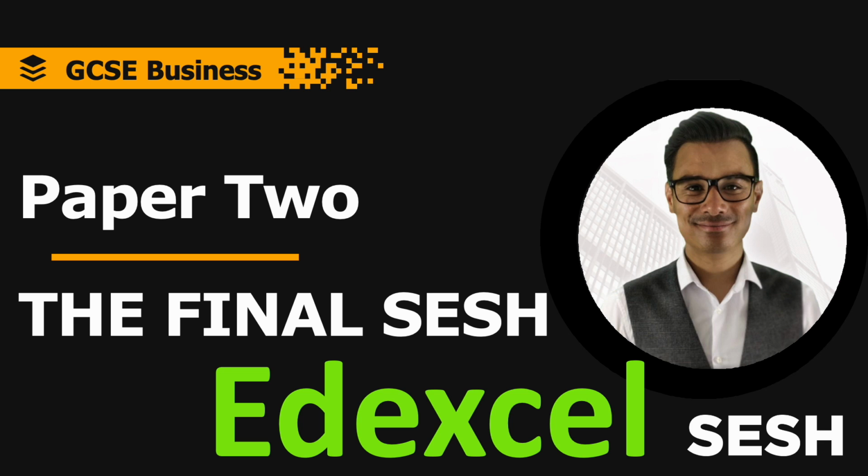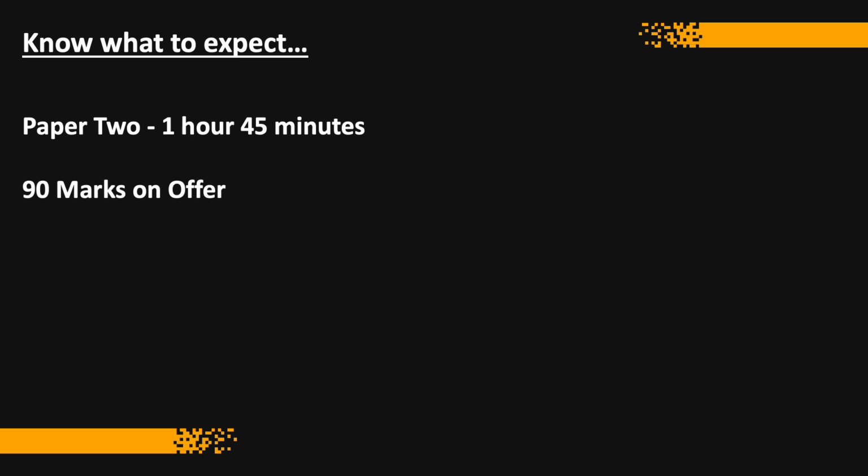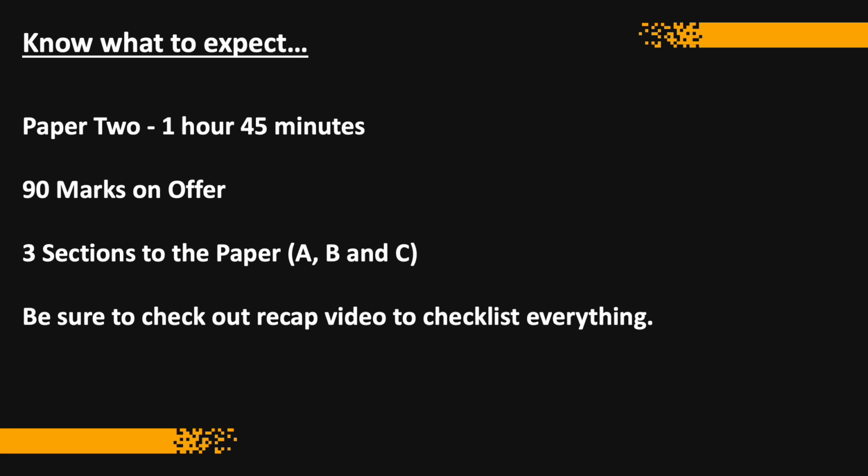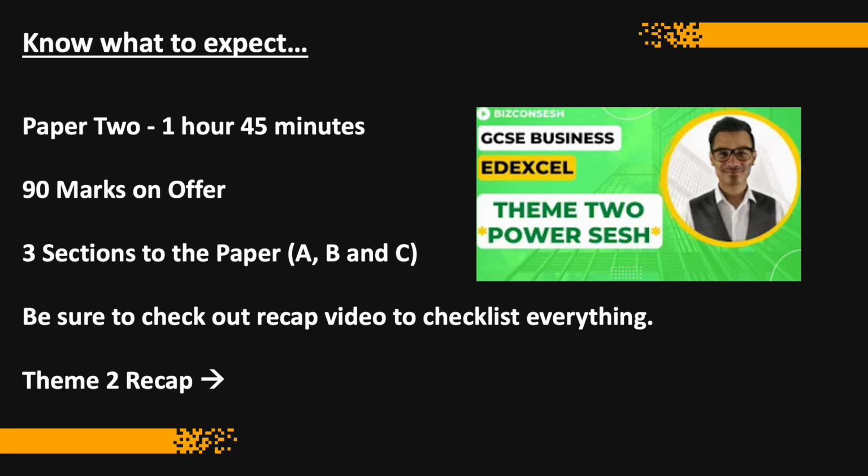This is the final sesh for Edexcel GCSE Business Paper 2. Let's get to it. So, know what to expect. Once again, it's going to be 1 hour 45 minutes, 90 marks on offer, 3 sections to the paper, A, B and C. Be sure to check out the recap video to checklist everything across Paper 2 or Theme 2, and it's in that beautiful lime green thumbnail right there. So make sure you check out everything that's in that video.